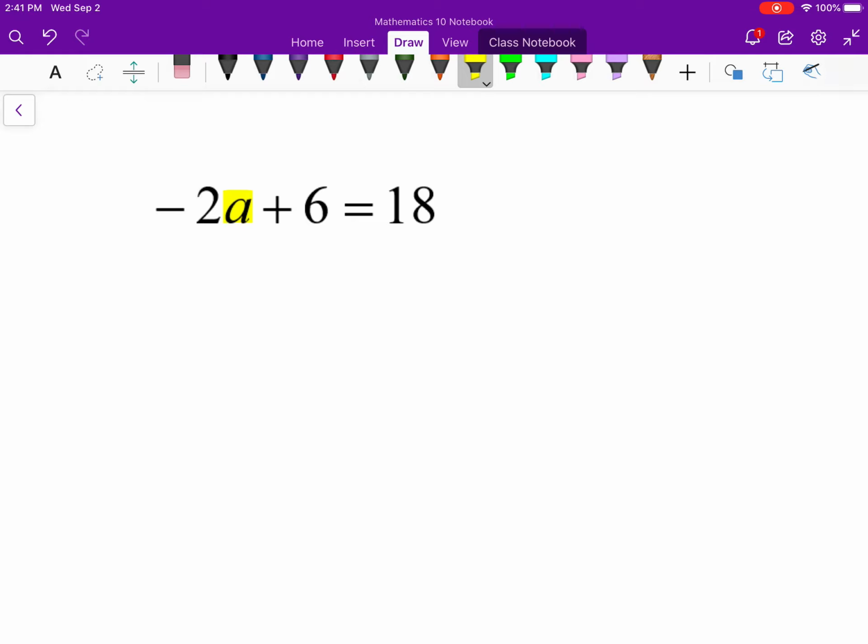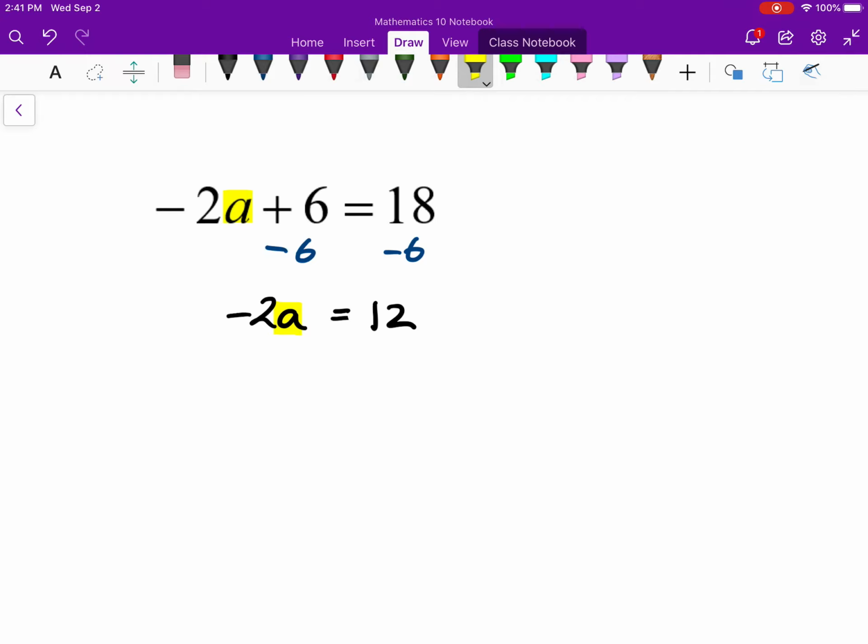So first, I have negative 2 times a plus 6. Well, I want to get rid of that plus 6, and I can get rid of that plus 6 really easily by subtracting 6 from both sides. And so on the left-hand side, the plus 6 and the negative 6 cancel out, so all I'm left with is negative 2a. On the right-hand side, 18 minus 6 is 12. And now what I have is a different equation that's equivalent to the first and is also simpler than the first. And that's the idea to all of these equations.